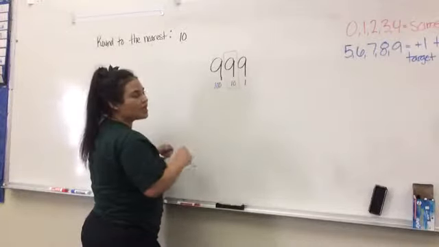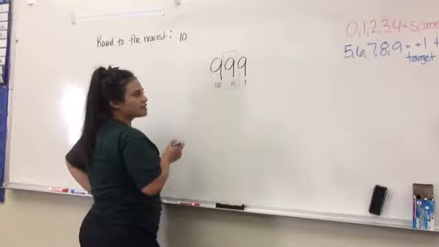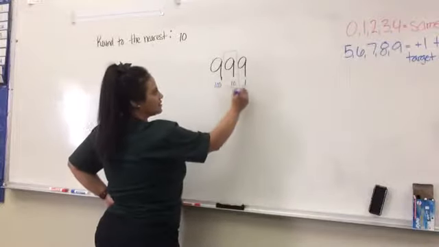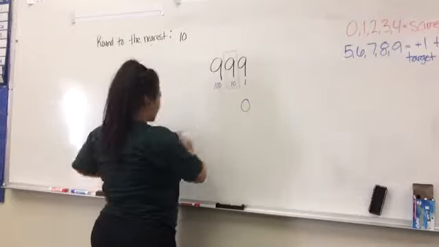And then number 1. What happens next? What do I do next? Then you put the 0. So anything to the right becomes a 0. Okay, good.